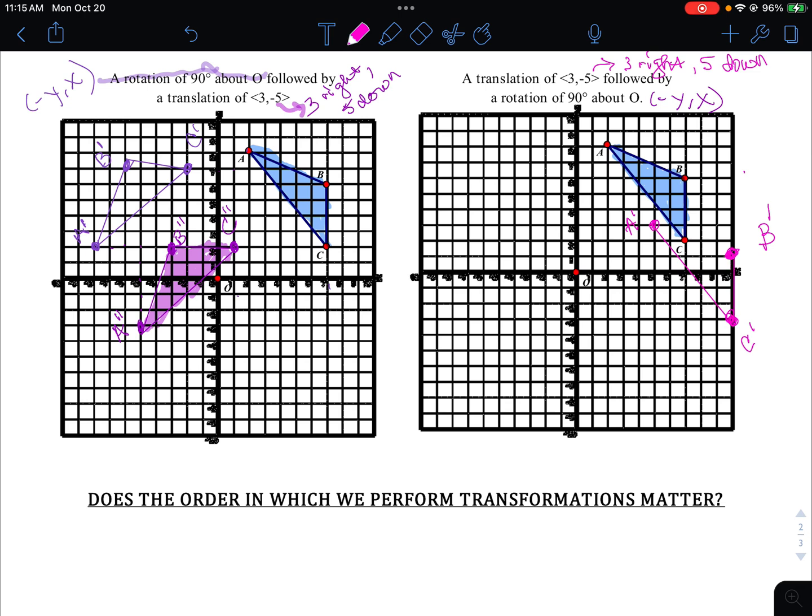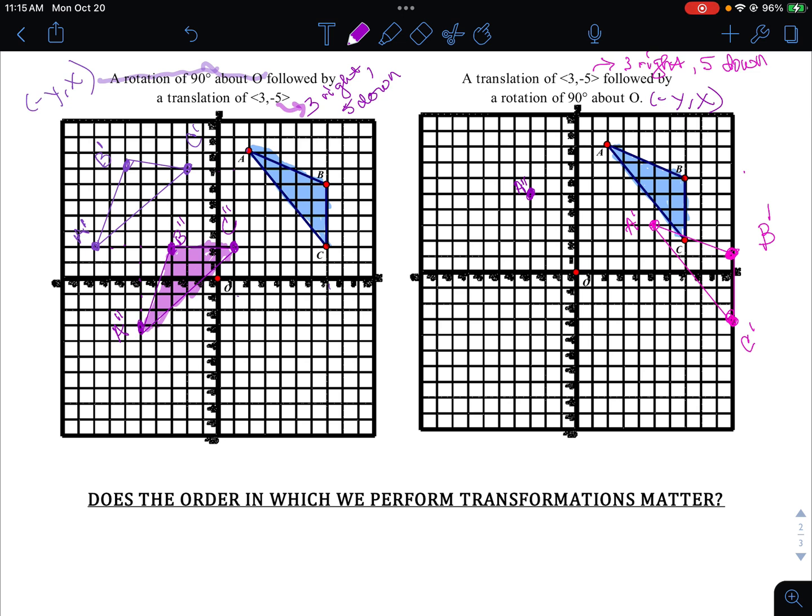And so this is the first image, image number 1, okay? That is the image that we have to rotate 90 degrees counterclockwise, okay? So 90 degrees counterclockwise, remember, (-y, x). So 1, 2, 3, 4, 5, 1, 2, 3. So 5, 3 would become -3, 5. Right about here. And that would be A double prime.